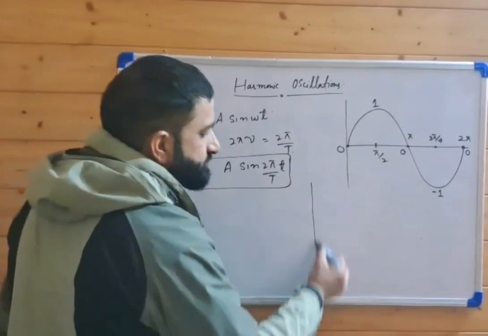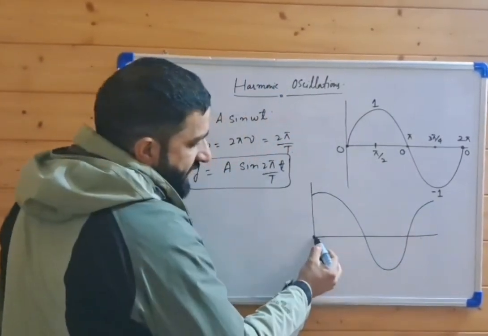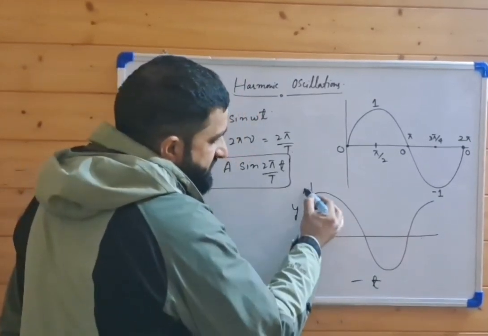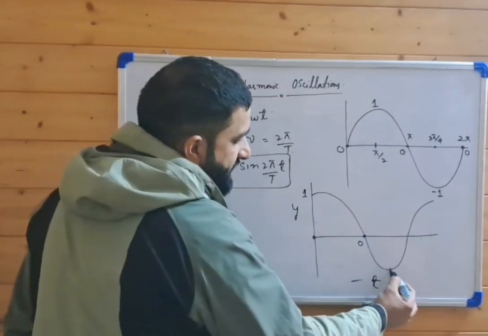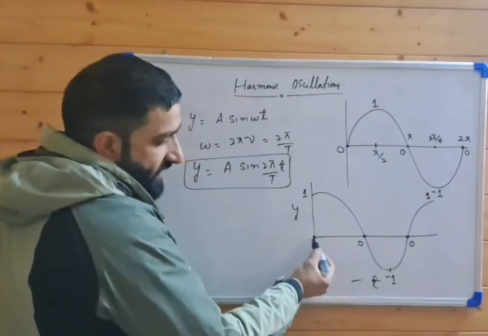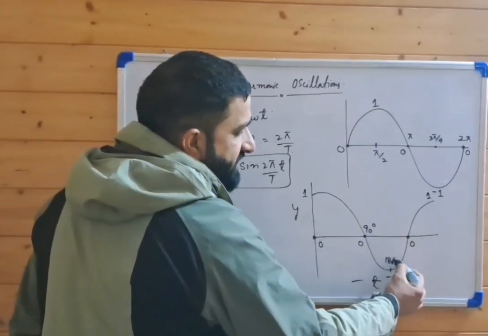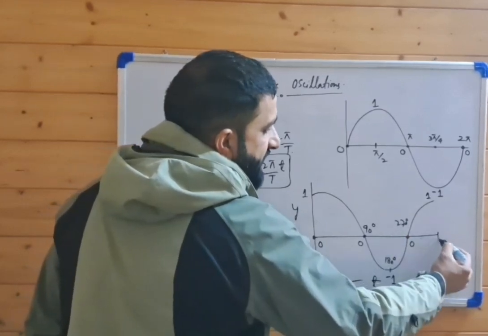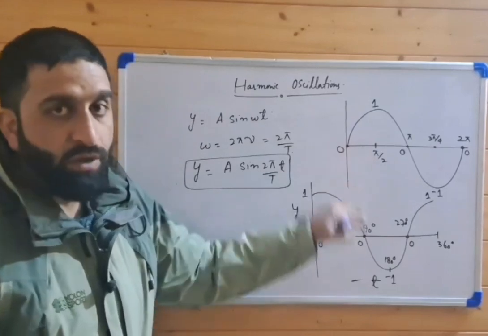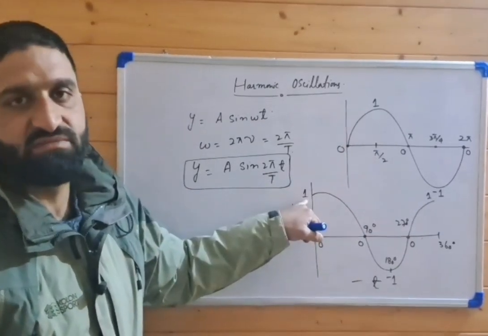Talking of the cos, the waveform of the cos is like this. Here it is y, and this is the time t. Here the value is 1, then 0, then minus 1, then 0, and then 1. If we take the angles, here the angle is 0, here it is 90 degrees, here 180 degrees, here 270 degrees, here 360 degrees. Now the difference between the waveform of the sine and the cosine is that the sine starts from the 0 value, while the cosine starts from the maximum value.